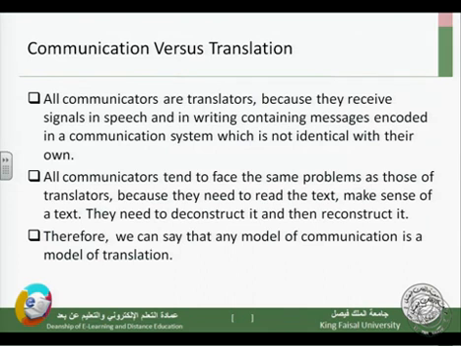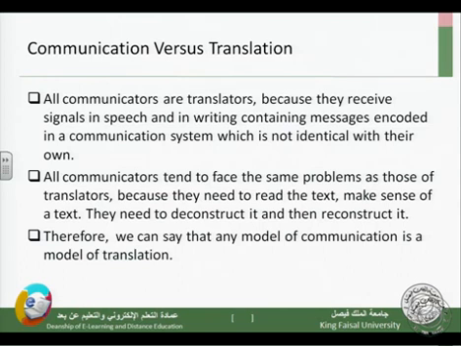All communicators tend to face the same problems as those of translators, because they need to read the text, make sense of the text, they need to deconstruct it and then reconstruct it. Therefore, we can say that any model of communication is a model of translation.